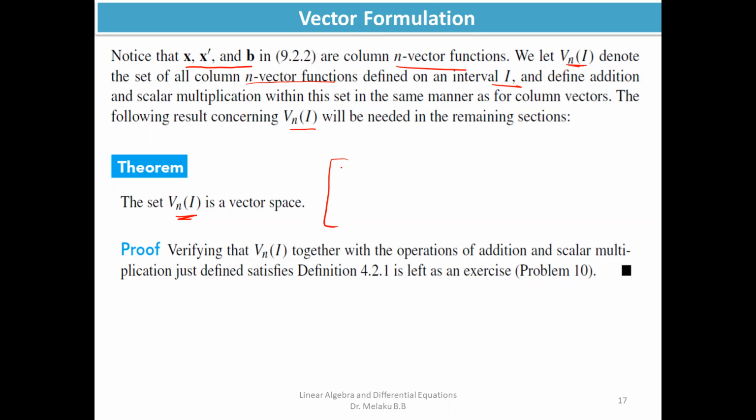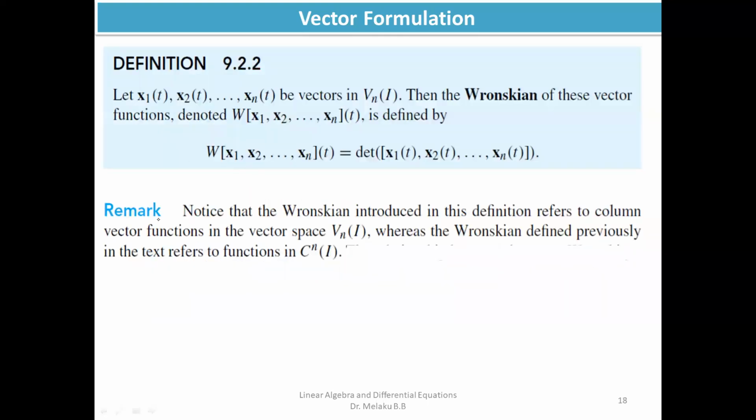So here we have maybe x1 of t, like this, maybe this could be x2 of t, and so on, okay? This is what we call V_n(I). And this V_n(I) is a vector space; the interested reader can check why this one is a vector space. Just remember the 10 axioms. And here we have another important term that you should know, the Wronskian.